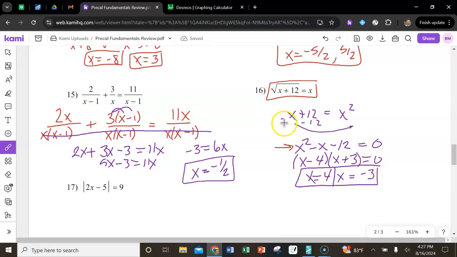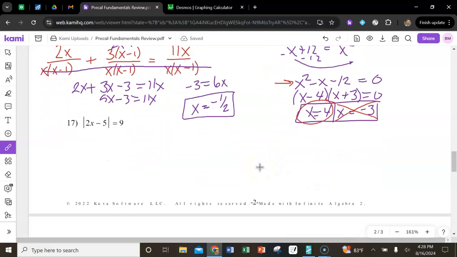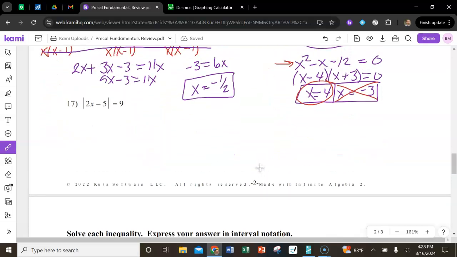If you plug in 4, I get the square root of 16 equals 4. That works. If I plug in -3, I get the square root of 9 equals -3, which is incorrect. The square root of 9 is just +3. So this is what we call an extraneous solution. The only answer is 4, and I need to cross out that -3 to indicate that that is not actually a solution.